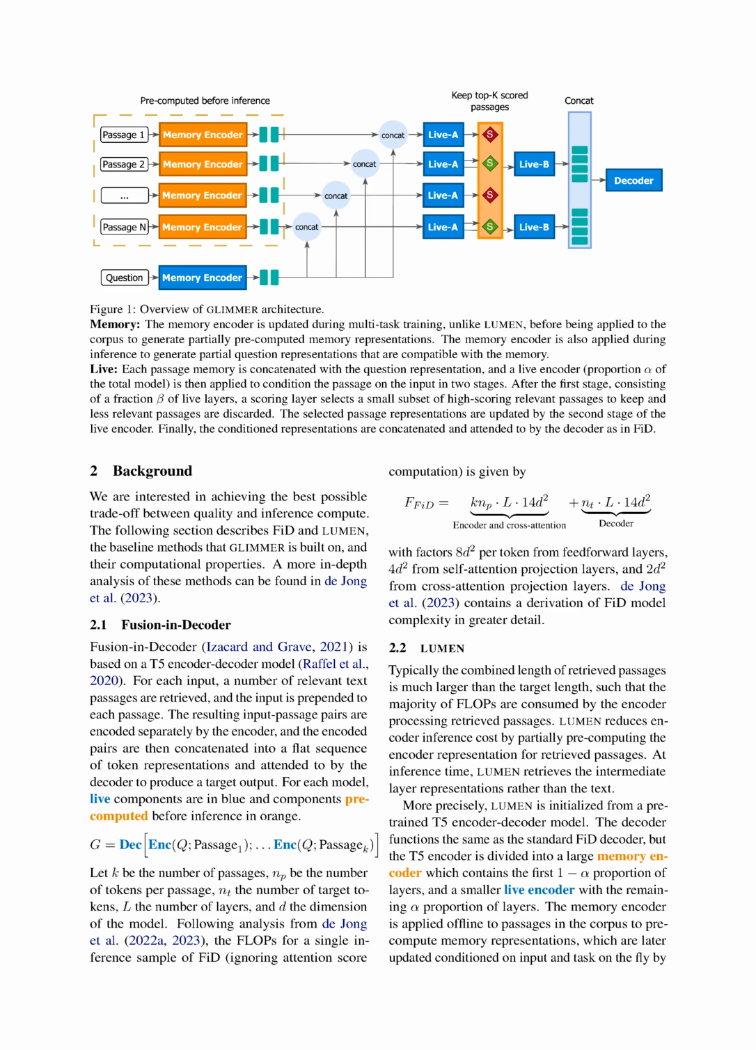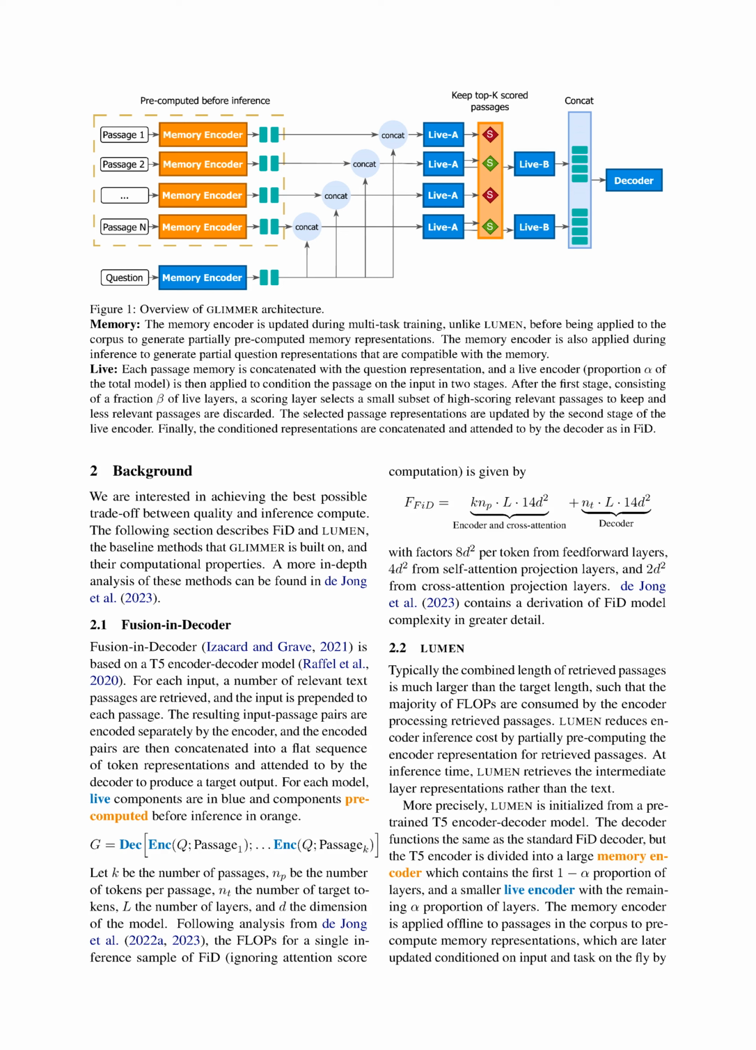Section 2 Background. Our focus lies in striking an optimal balance between the quality of our results and the computational resources required for inference. The following segment outlines the methods of fusion-in-decoder, FiD, and Glimmer, both of which our approach is based upon, and highlights their computational characteristics. For a more detailed study of these methods, please refer to the relevant literature.